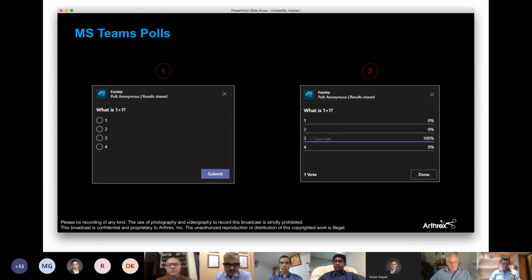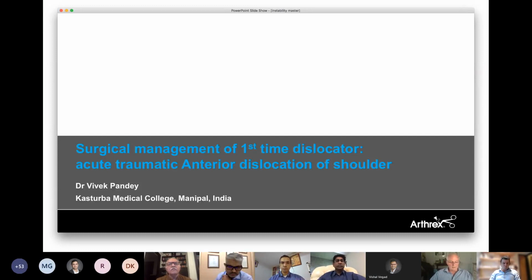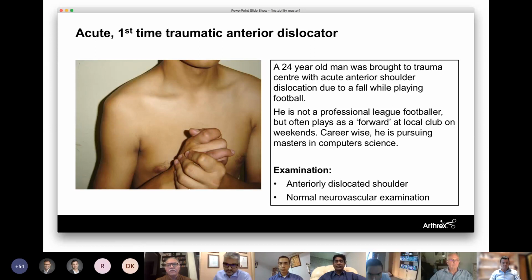And first up, treatment of the first-time dislocator. It's a perfect example of one of the unanswered questions, especially with recent studies showing lower recurrence rates and slightly superior clinical outcomes with initial surgery. But I'll ask Dr. Vivek Pandey, also known as the Master of Monopole, to enlighten us a little bit on this. Dr. Pandey, over to you. Sorry, Vivek, I think you're on mute that end.